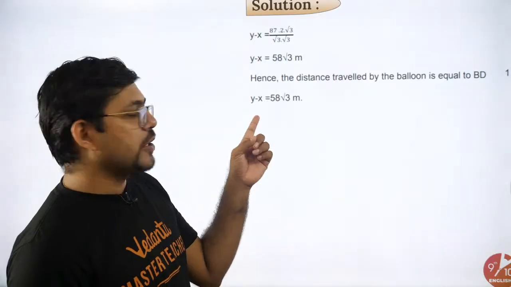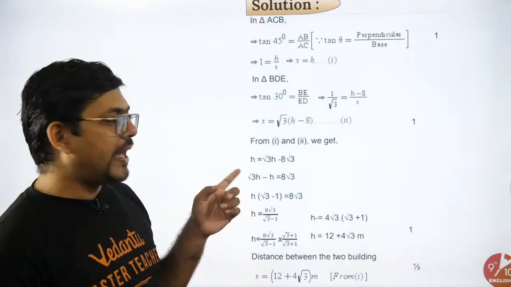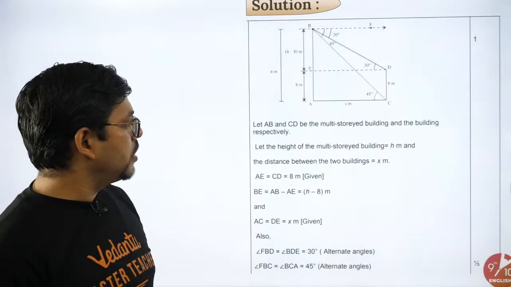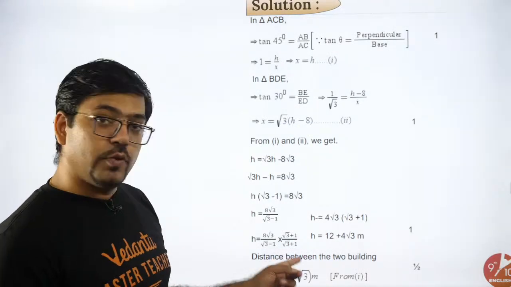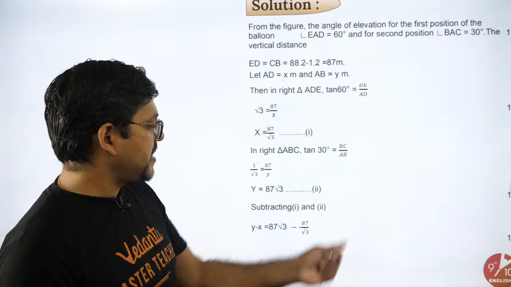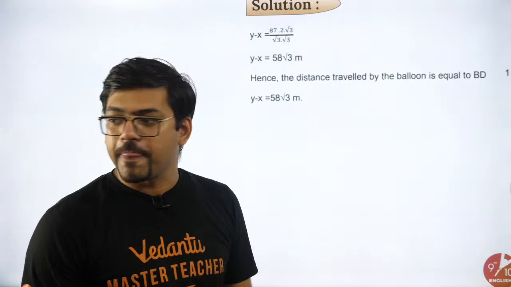So the final answer also, you will get it here. See that all these solutions are given here. So you can actually get the final answer. First question, the answer is x equals 12 plus 4 root 3. Second question, the final answer is 58 root 3. Okay, cool.